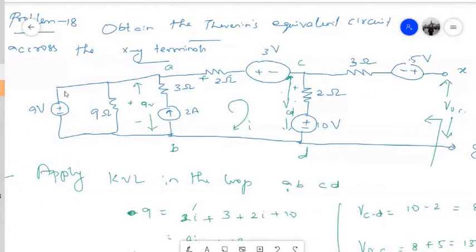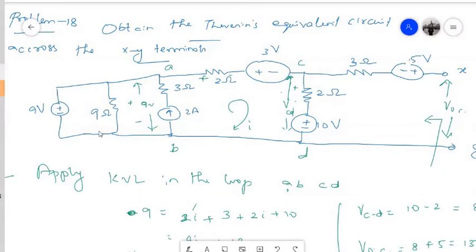So what am I going to do? I am going to short circuit this 9 volt source, and here it will be an open circuit. So ultimately there will be no current flowing here, because I am going to open circuit this portion, and this will be short circuited, and this will be short circuited.